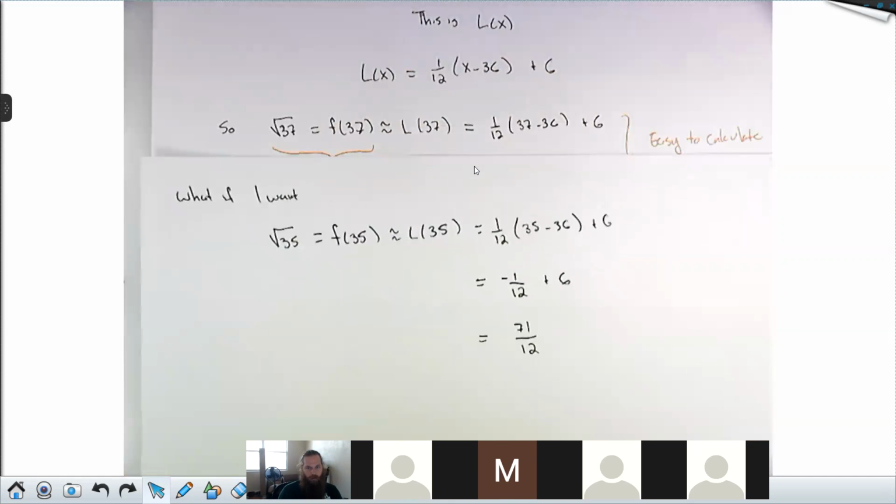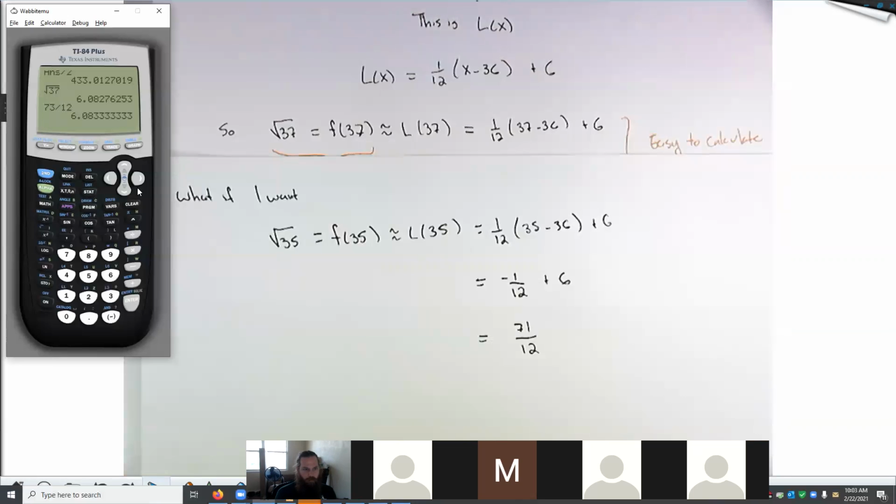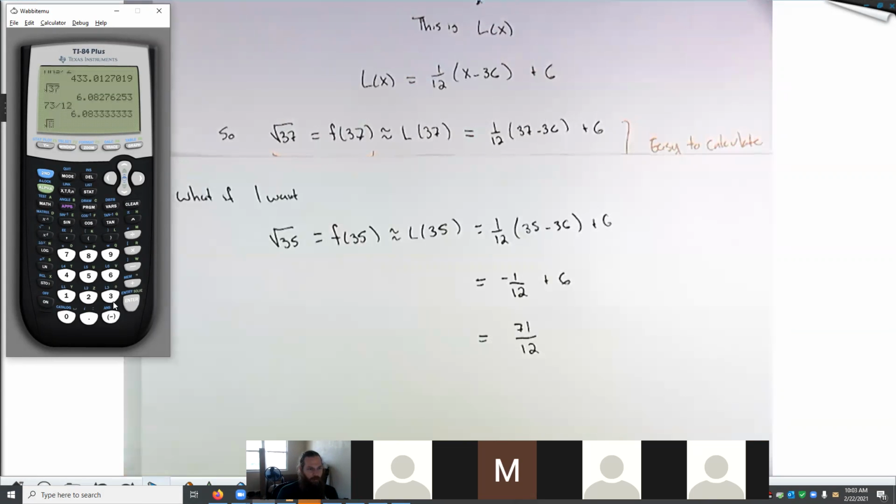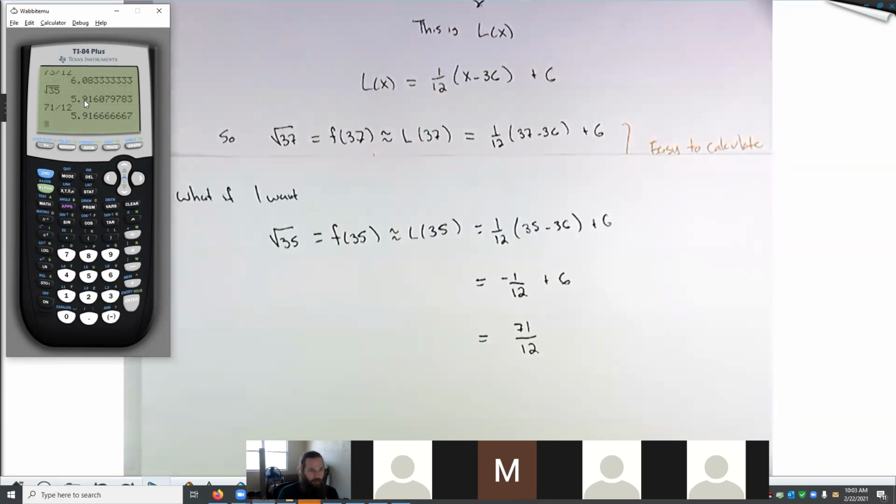So I don't know what the square root of 35 is, right? 35 is not a perfect square. It's a product of two primes. It's a semi-prime. The square root of 35, according to the calculator, is 5.91. The square root of 35, according to my linear approximation, is 5.916. Look, see, really close. What else do you want to do?